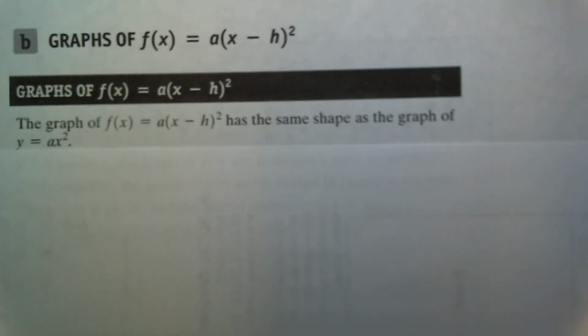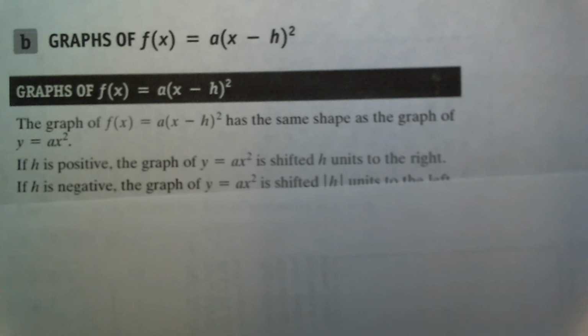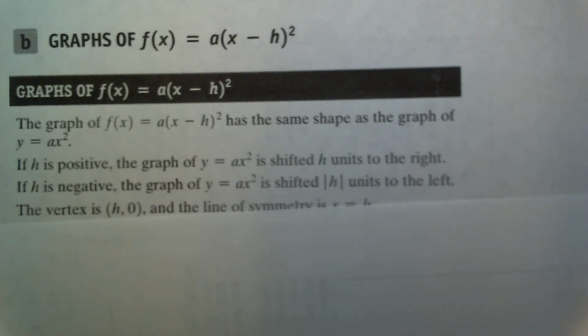The second objective is graphs of f of x equals a times x minus h quantity squared. And so the graph of f of x equals a times x minus h quantity squared has the same shape as the graph of y equals ax squared. So if h is positive, the graph of y equals ax squared is shifted h units to the right. If h is negative, the graph of y equals ax squared is shifted absolute value h units to the left. The vertex is at h comma 0, and the line of symmetry is x equals h.